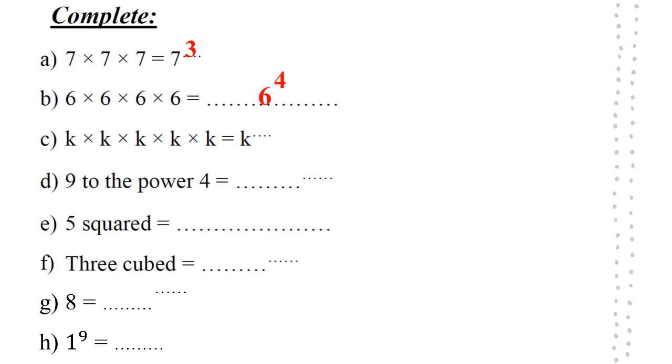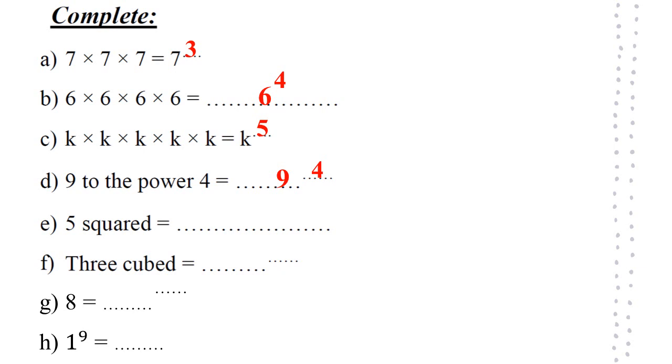C. K times K times K times K times K. K is repeated 5 times, so it's K to the power 5. D. 9 to the power 4. Here the base is 9 and the power is 4.